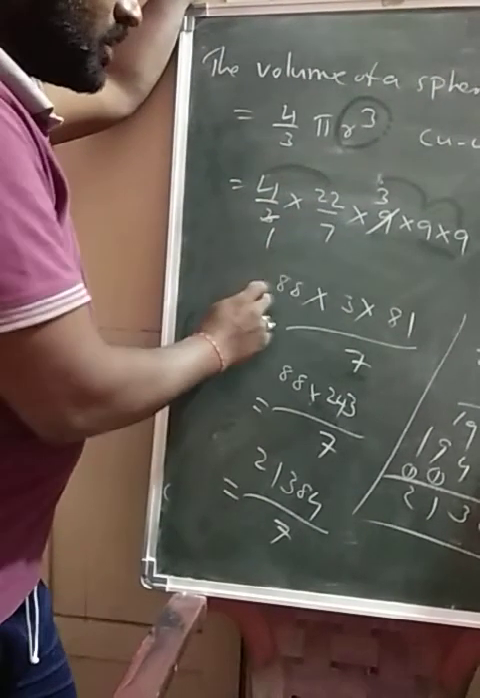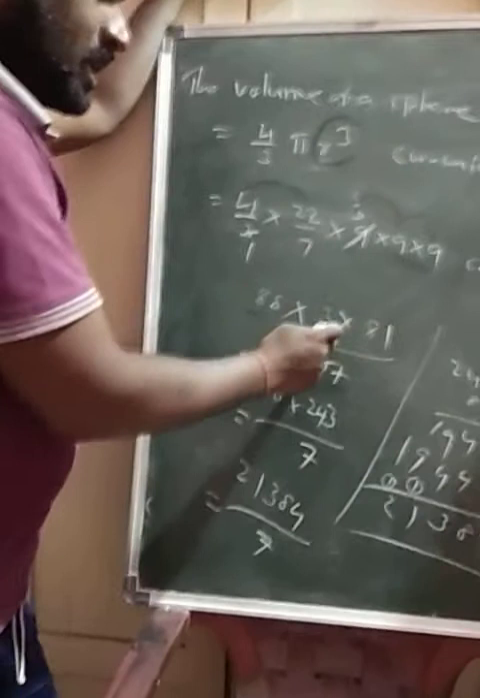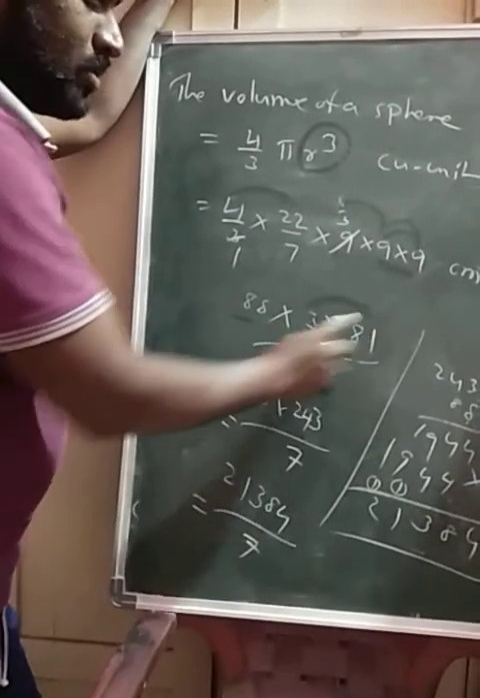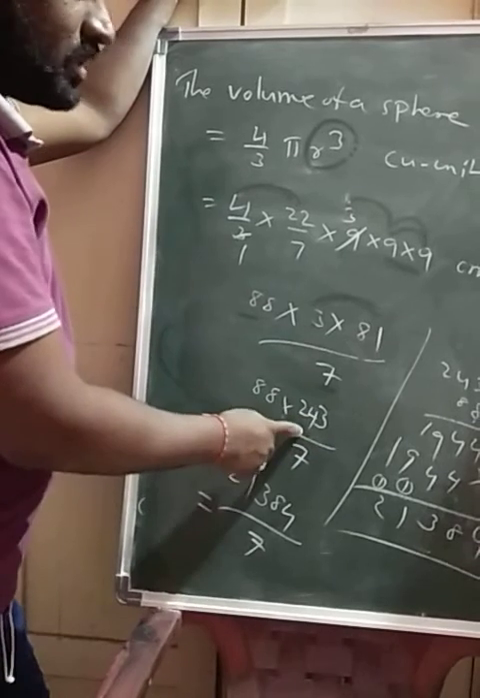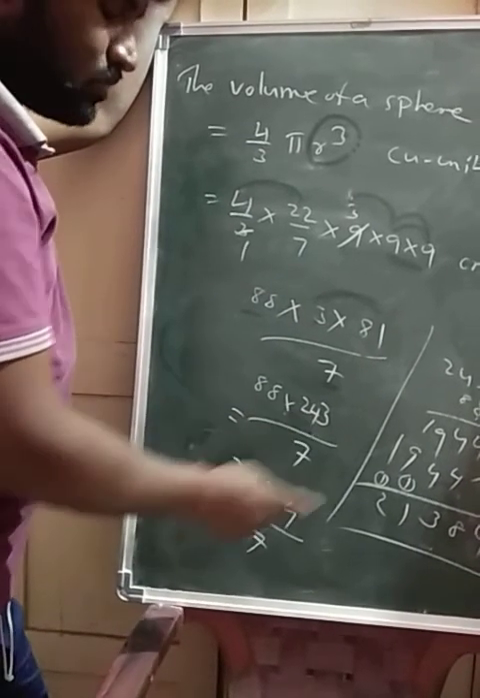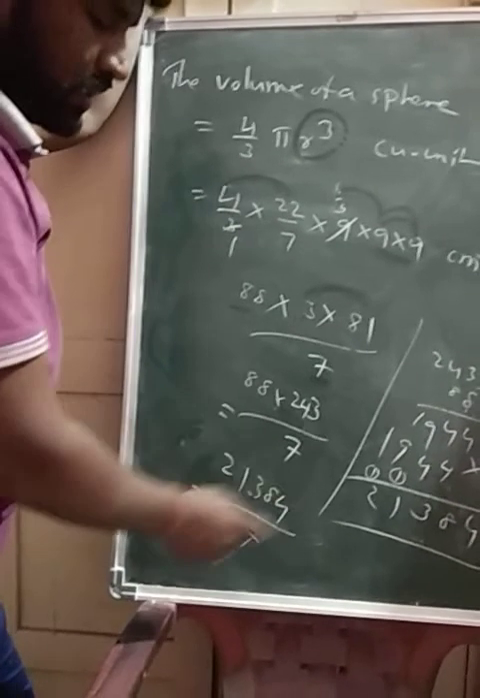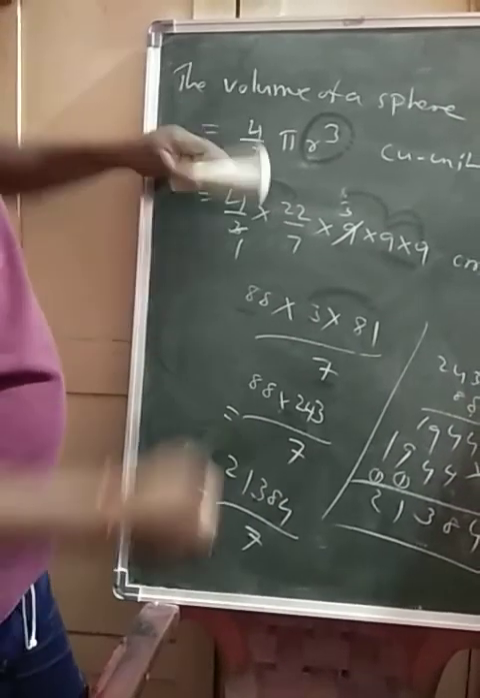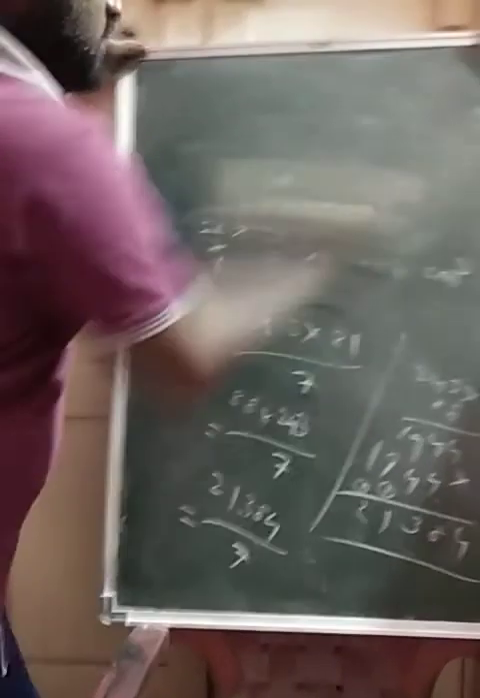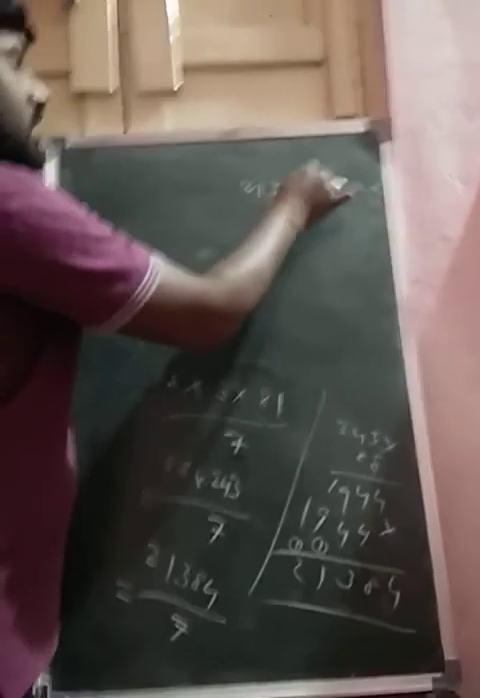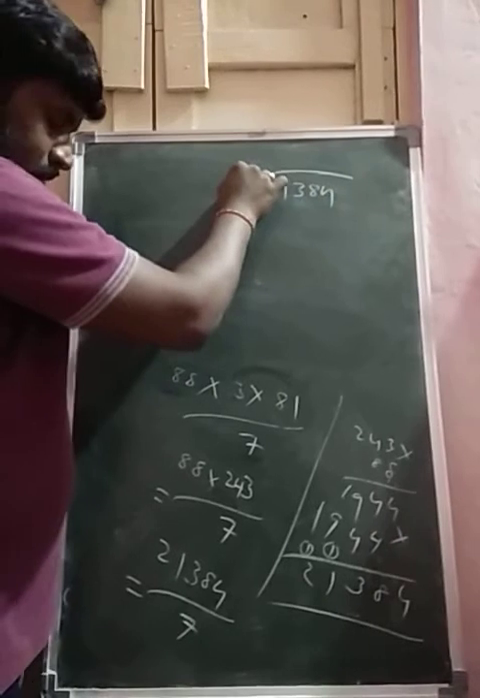4 into 22 means 88, 3 is written as it is. 3 into 9 9s are 81. Again multiplying these two, 3 into 81 we get 243. So 88 into 243 means we get 21,384 by 7. So by doing cancellation, actual division, 21,384 using 7 table.